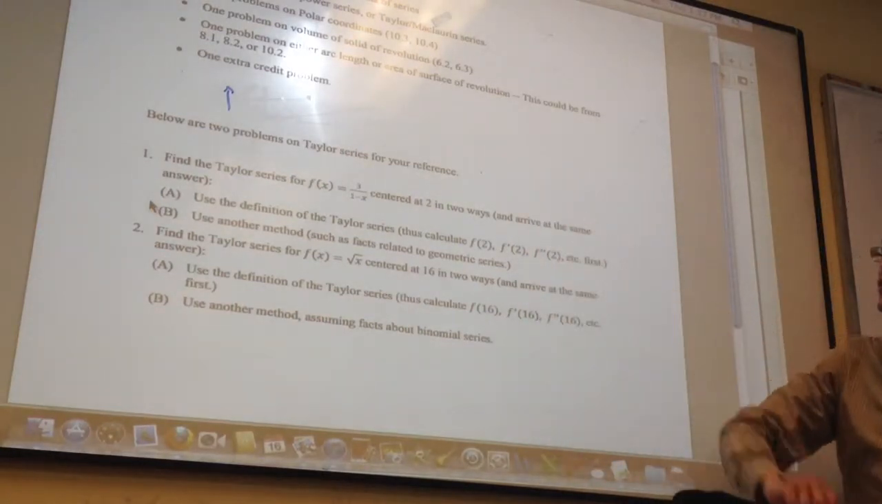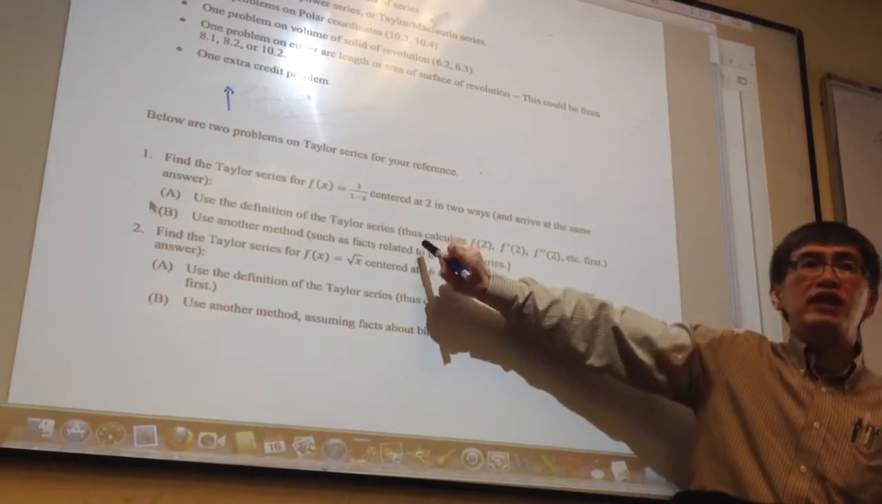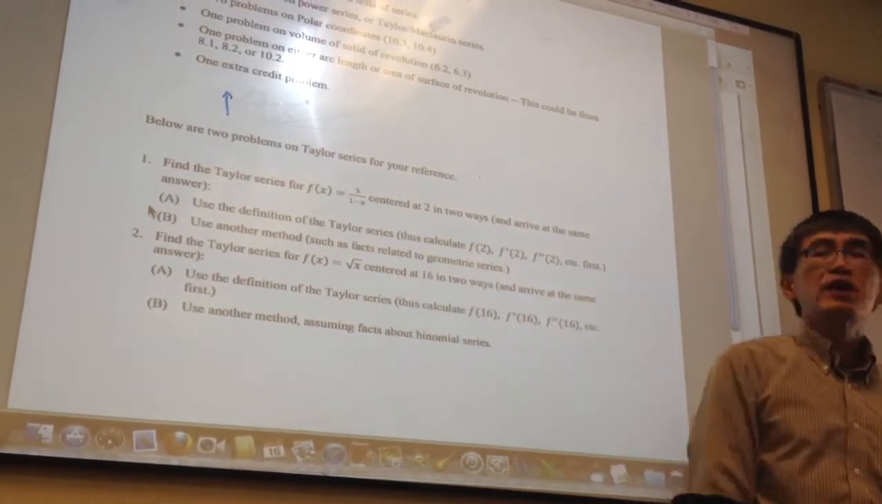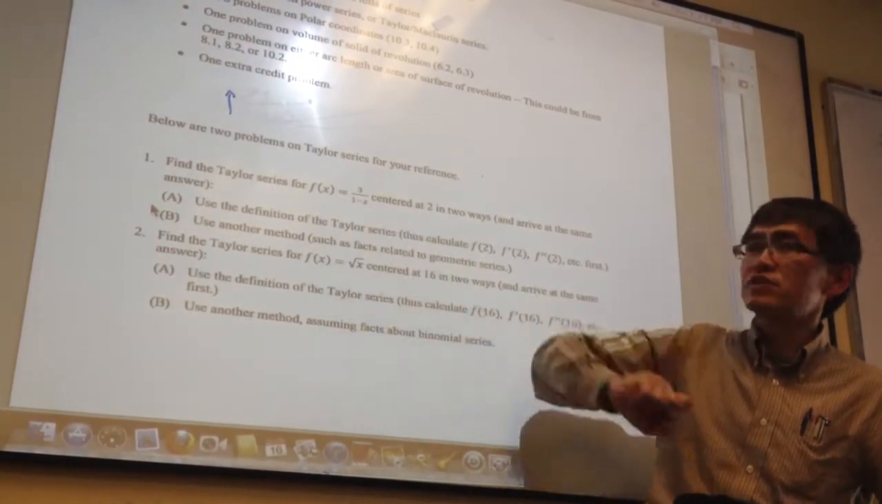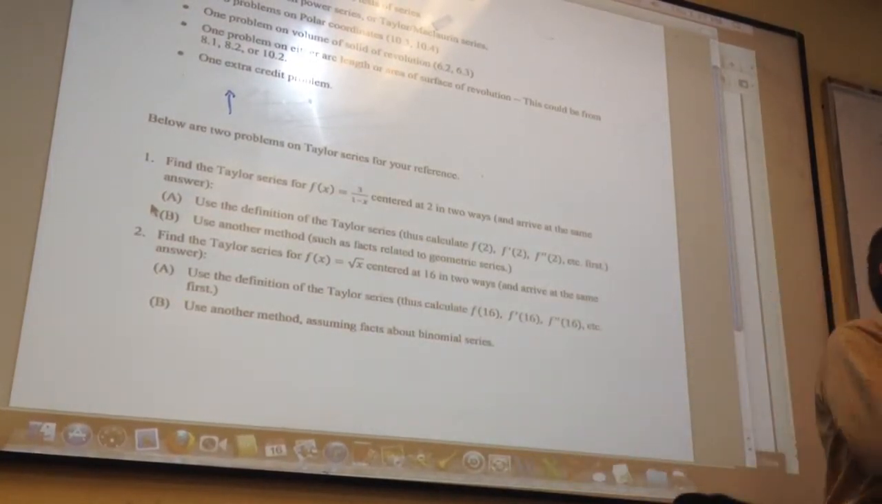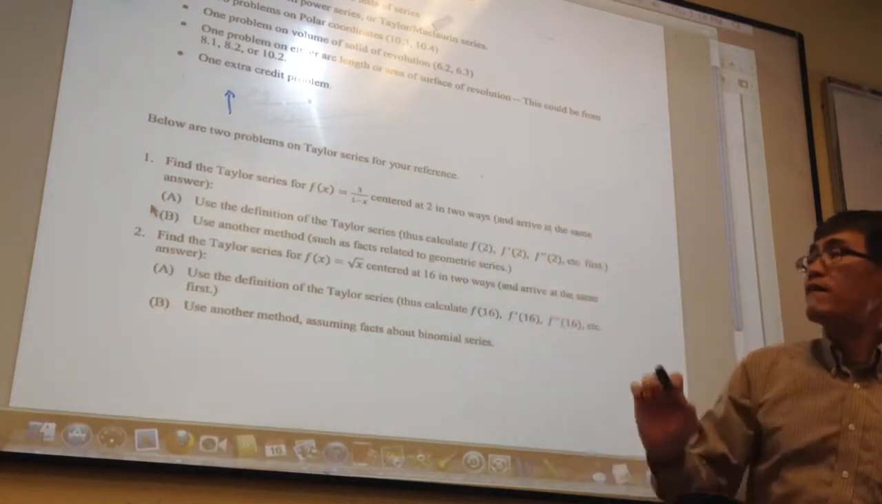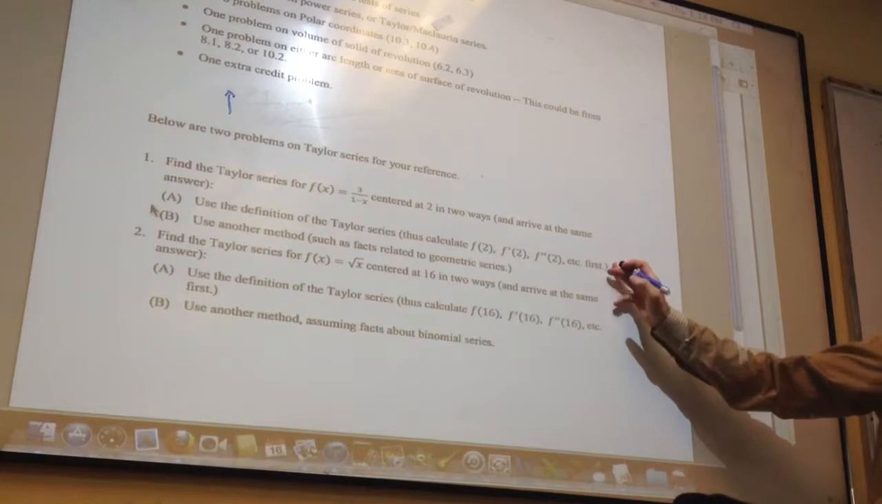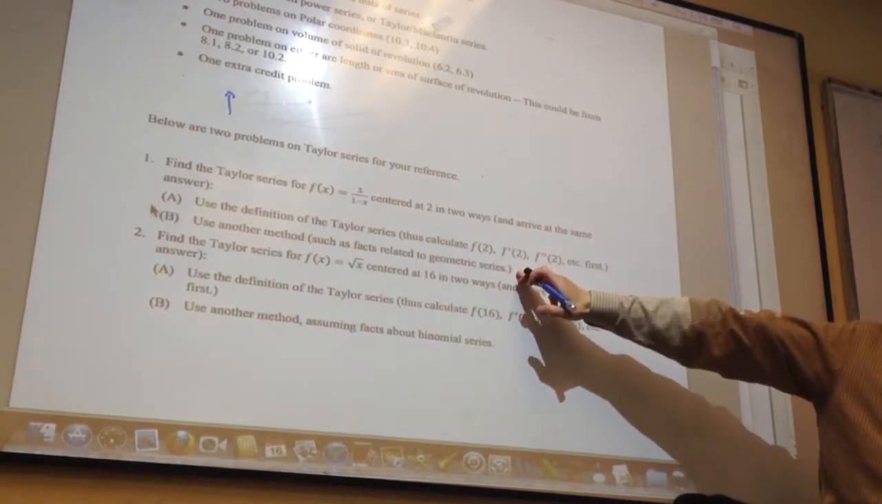So here is the first one. And I specifically asked you to get the answer in two different ways. The first part, part A, use the definition of Taylor series. In other words, repeatedly take derivatives. And it's manageable for this particular example. And then write out the general expression. So this is doable. But then at the same time use another approach. And I'm suggesting here that you think along the line of geometric series.